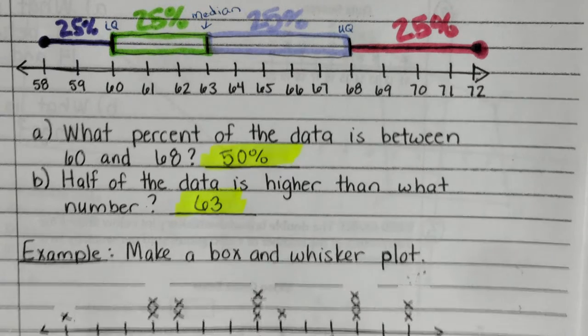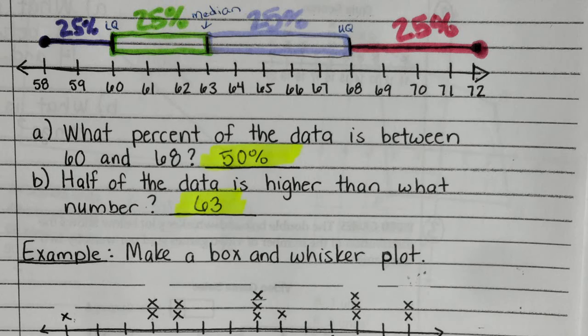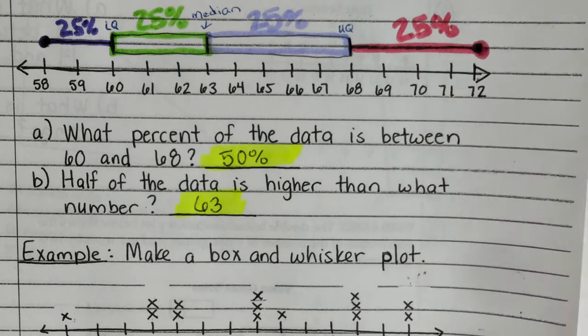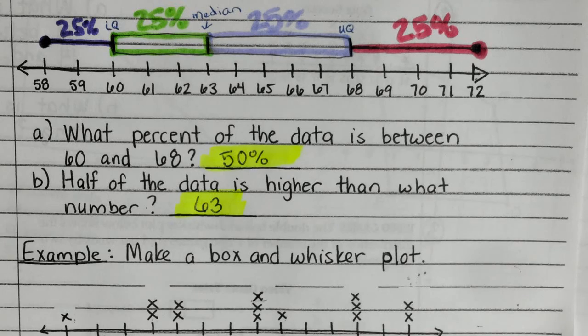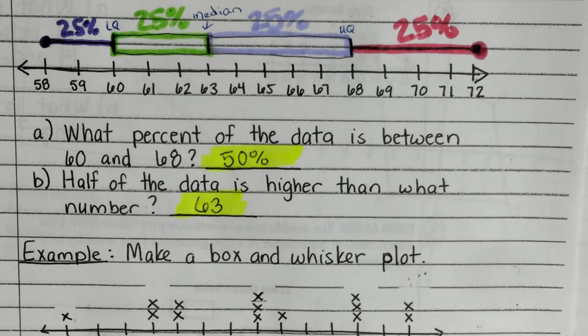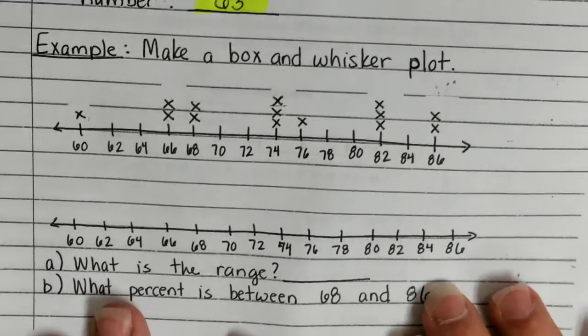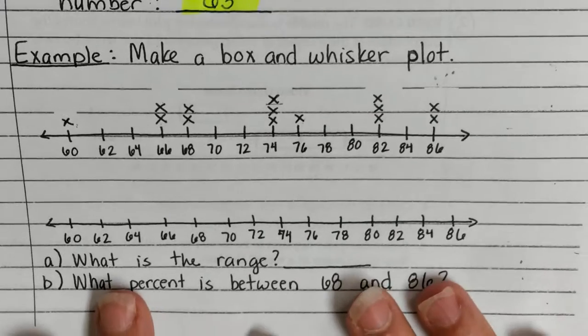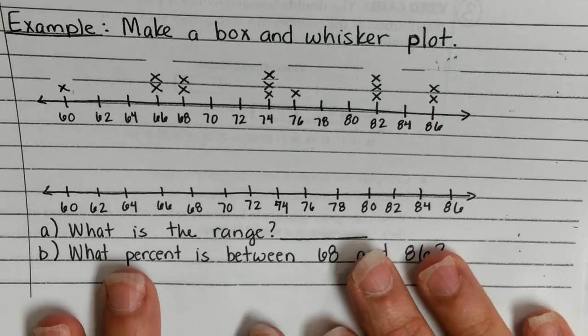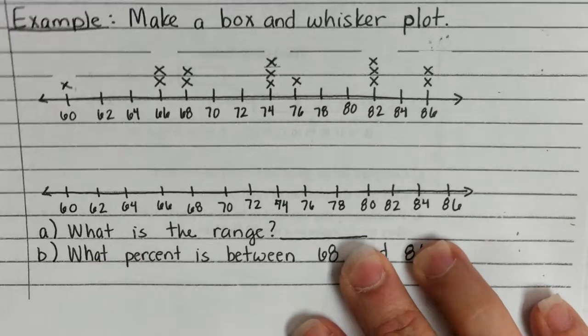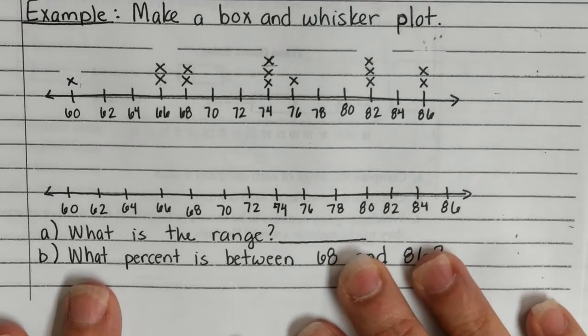Now I'm going to do number 2. Here we go, the second example. We're going to make a Box and Whisker plot. I'm going to do it without you. On the Box and Whisker plot, I'm going to do this one right above it because we left enough room. I'm going to find the median and all that, just right above it. Here we go.